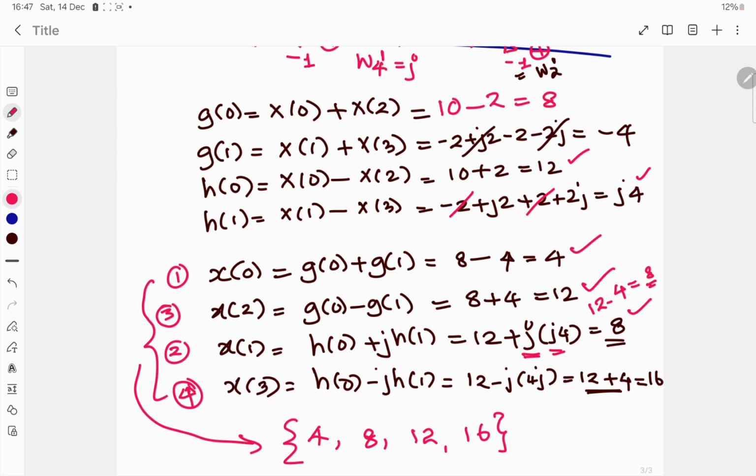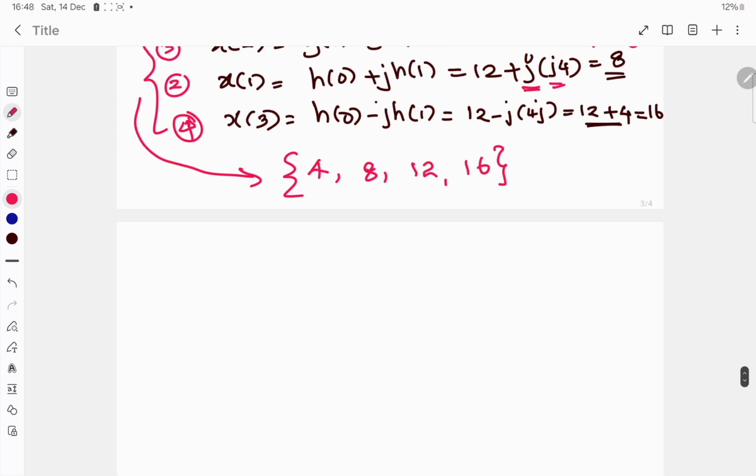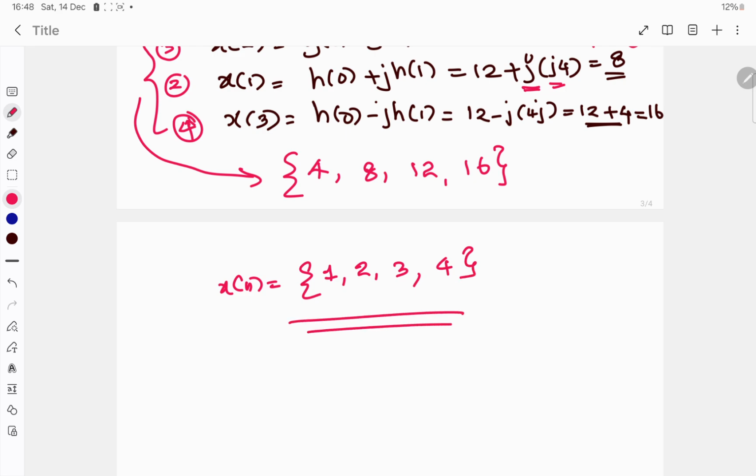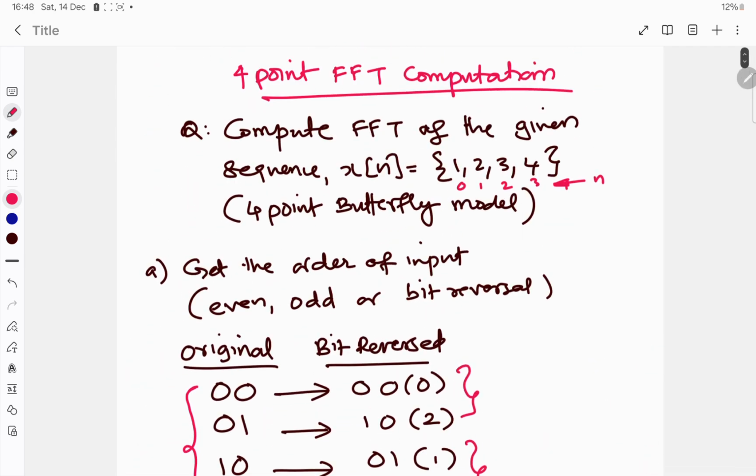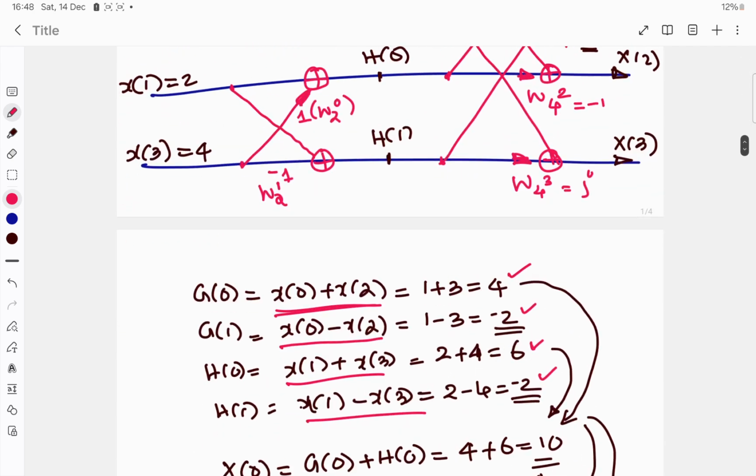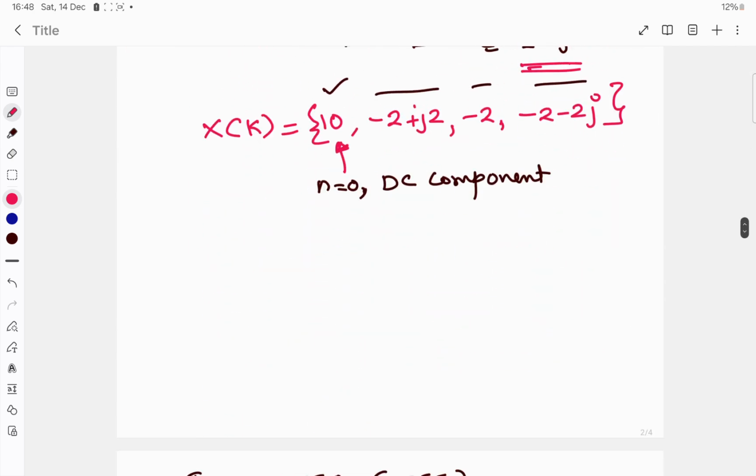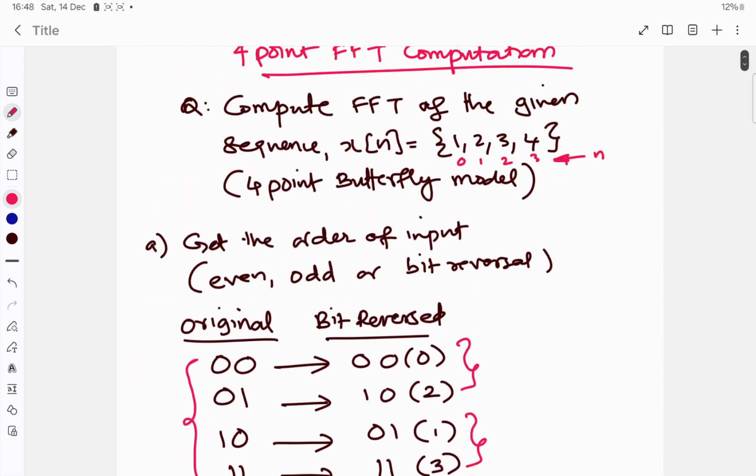These numbers are basically to be divided by the total number of samples in order to get the original values. Since the sample size is 4, we divide each of these numbers by 4, and we get the final answer 1, 2, 3 and 4. So this is the original input that we had in the first stage. The result is exactly the same.